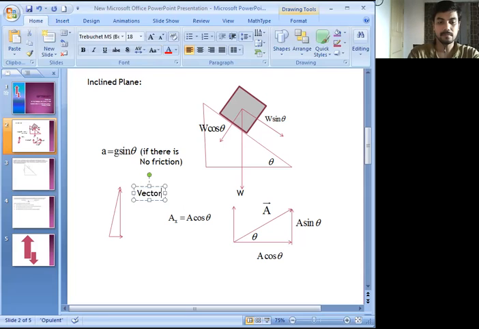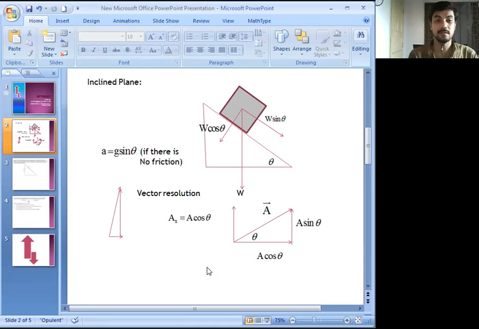In this case, what we talked about is vector resolution. This is a particular case of vector resolution called rectangular resolution, meaning that over here the angle between the components was 90 degrees. If we apply that to our original problem of the inclined plane, the same vector W has been resolved into the two components, W cos theta and W sin theta. And this is based on our application that the angle present here is also theta.